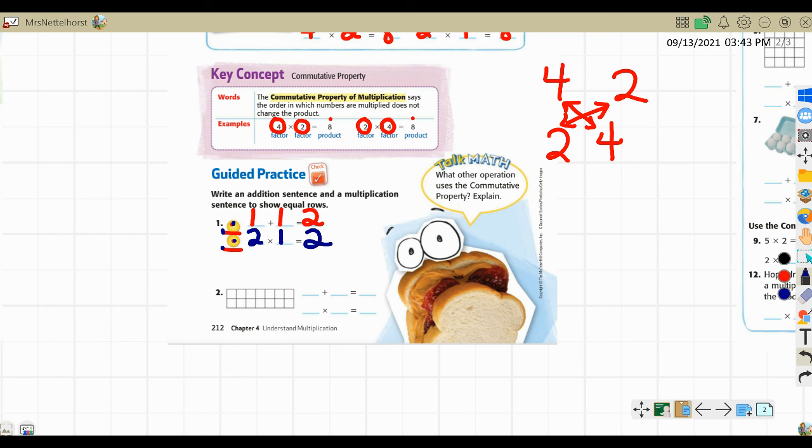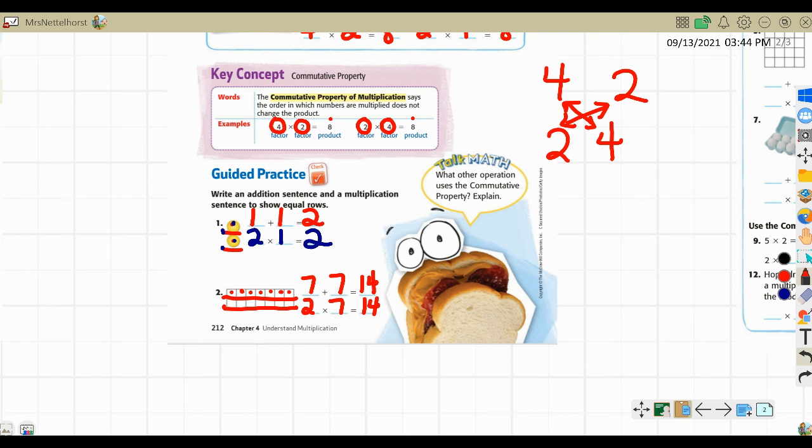Okay, do the array on number 2, do your repeated addition and your multiplication. Pause the video. Okay, so I'm going to count my rows. I have 2 rows. I have 7 in each row. So the first row has 7, second row has 7. If I count them all up, I have 14 total. I have 2 rows with 7 in each row for a total of 14.